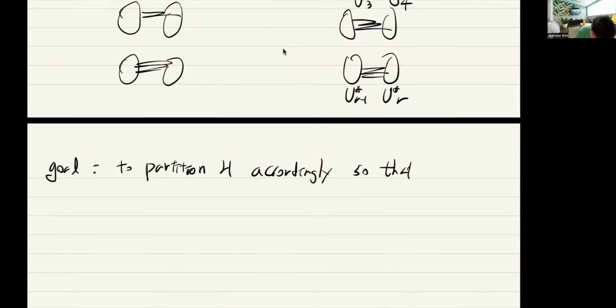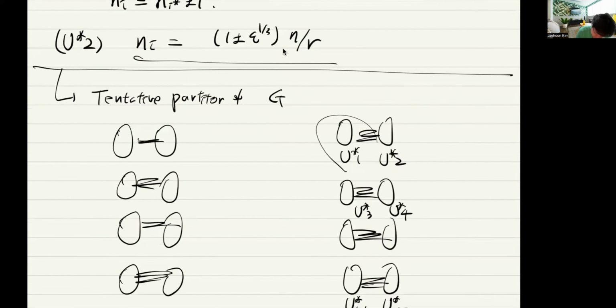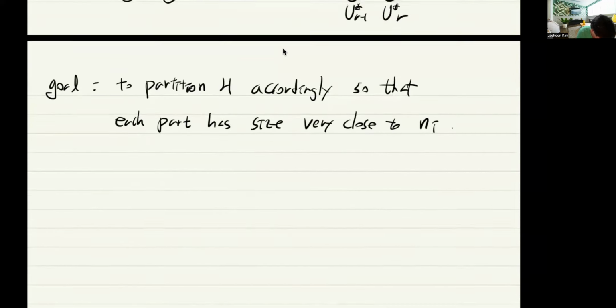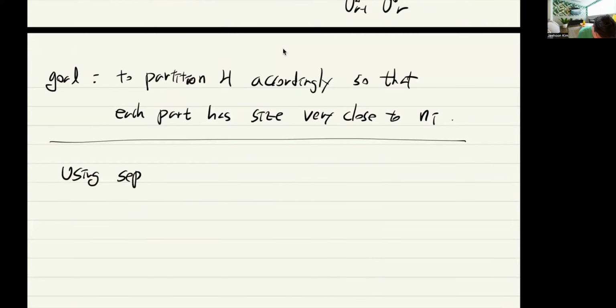so that each part has size very close to this N_R, which is the size of this. So how do we do this? Of course, we use the separability.